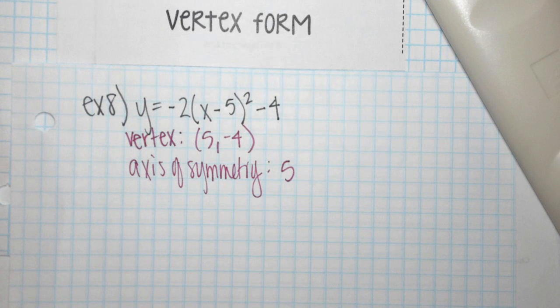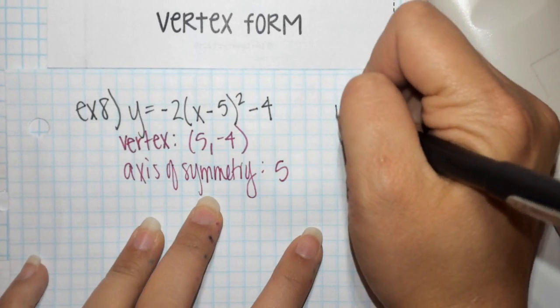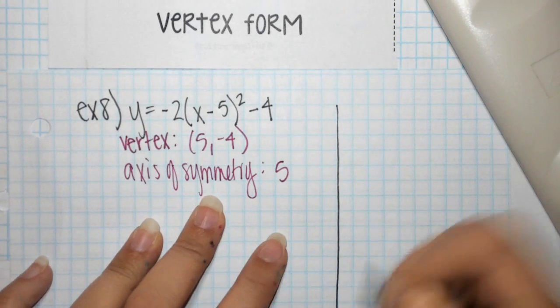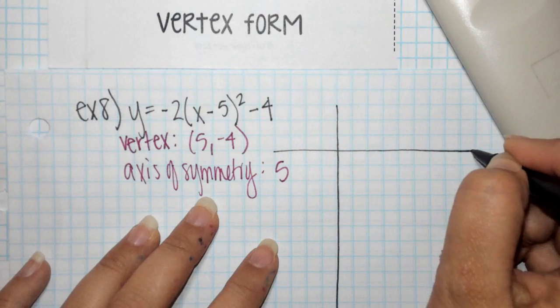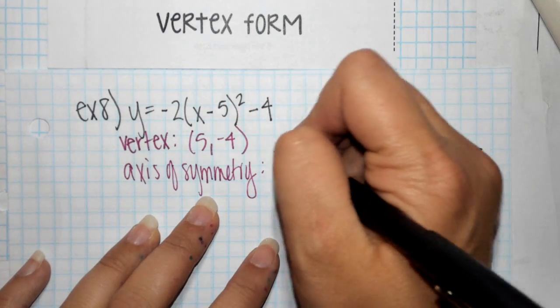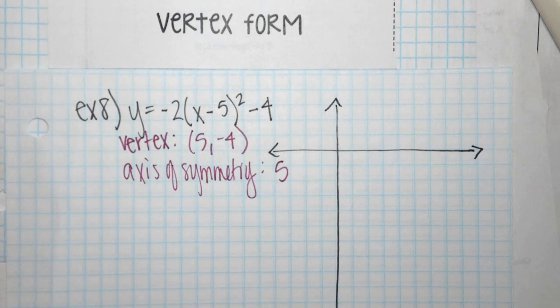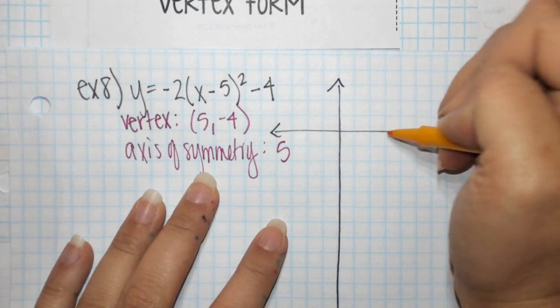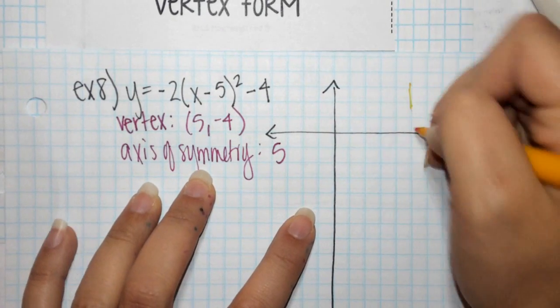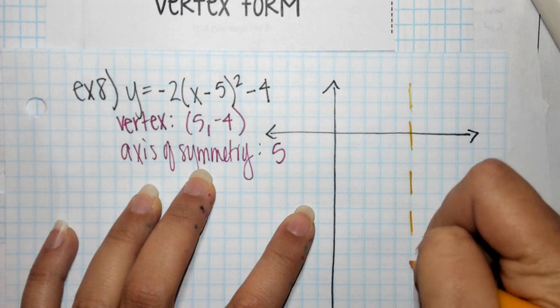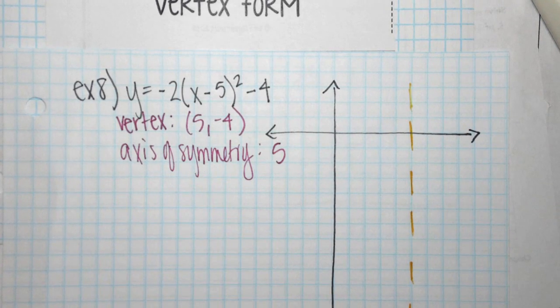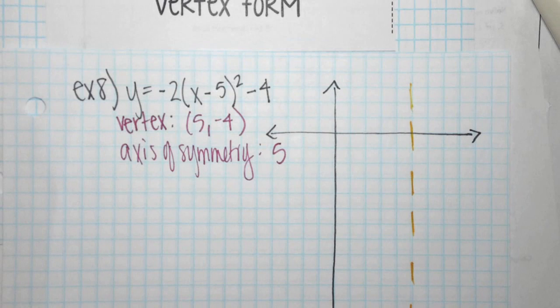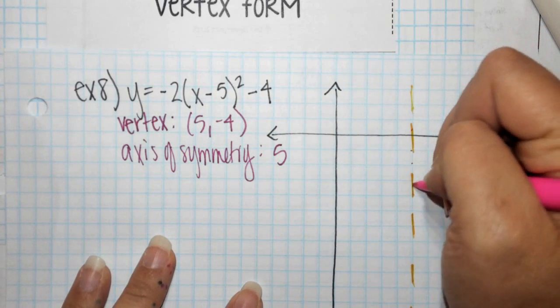Does everybody understand? Yes. Okay. So now what I want you to do is an axis of symmetry at 5. And our vertex is at 5, -1, 2, 3, 4.